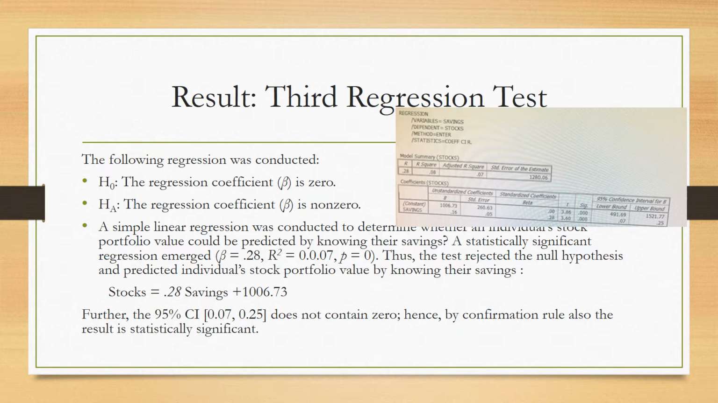investing more in stocks. And furthermore, let's see the 95% confidence interval: the lower bound is 0.07, upper bound is 0.25. This doesn't include 0, means beta cannot be 0. This is non-zero. This further confirms that the test is statistically significant.